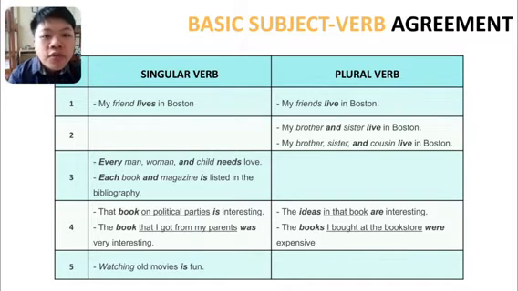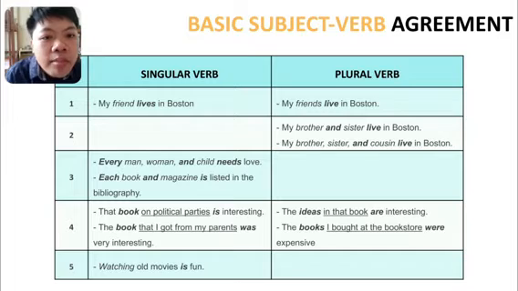Okay, for number 3, every man, woman, and child needs love. Each book and magazine is listed in the bibliography. Okay, so for every that is connected with "and", they are considered as singular, so you have to put s or es in the verbs. Also with each, if it's connected with "and", they are singular.